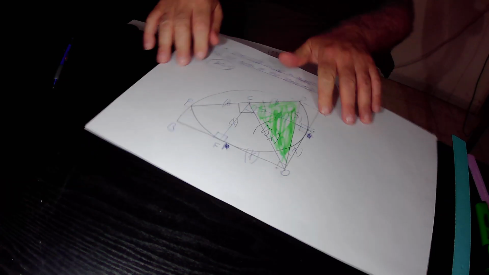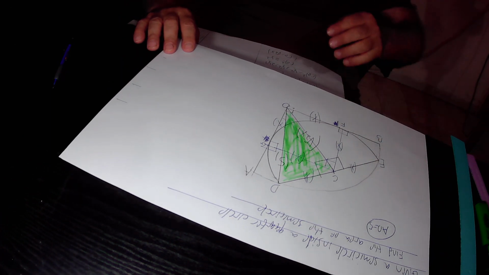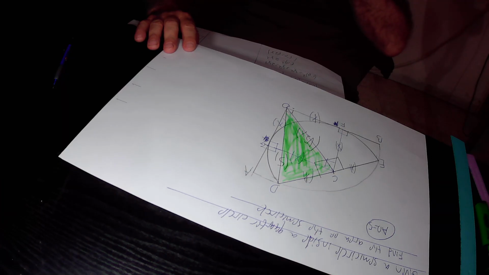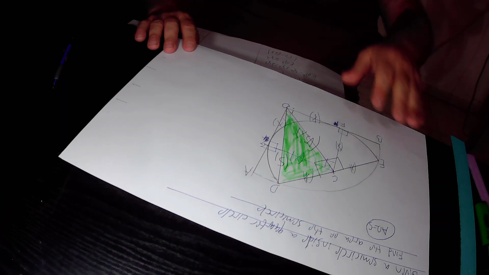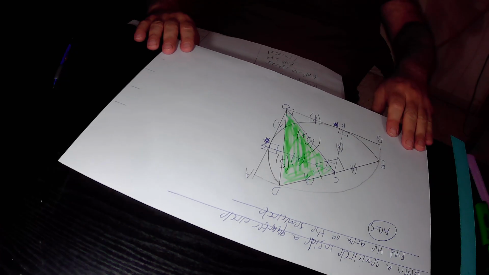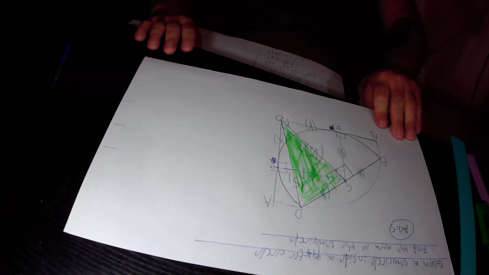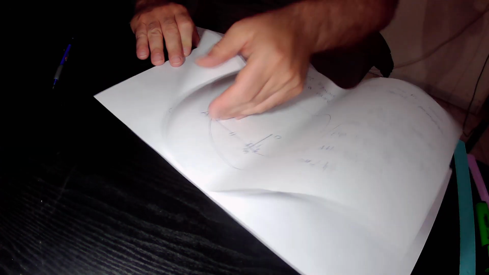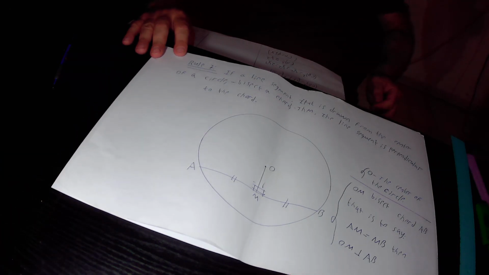So, in the next step, we join points O and C together by a straight line. And here we can implement rule 7. I'll repeat quickly rule 7. According to rule 7, if a line segment that is drawn from the center of the circle bisects the chord, then the line segment is also perpendicular to that chord.